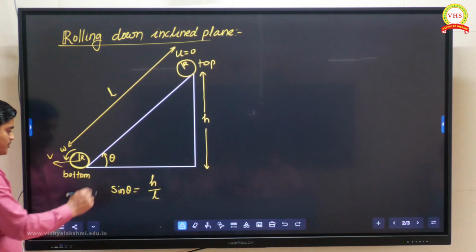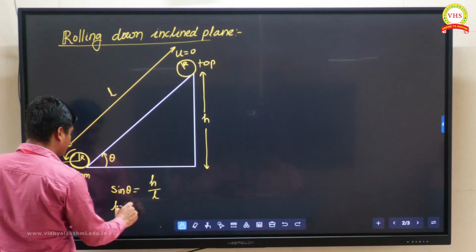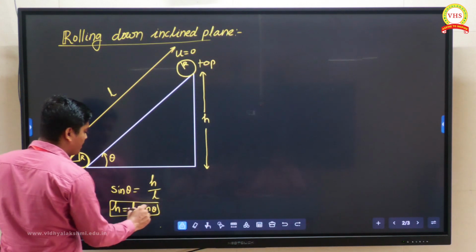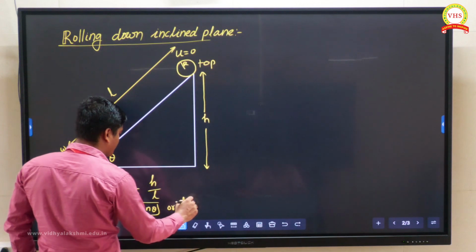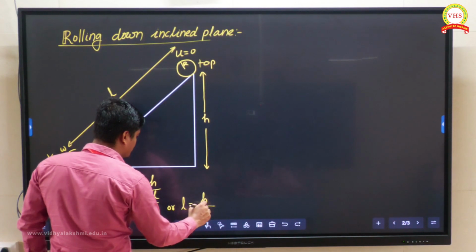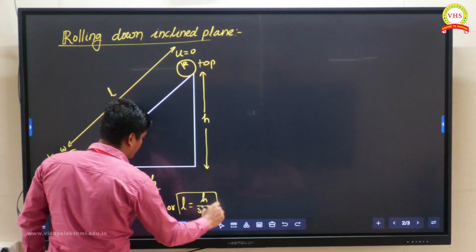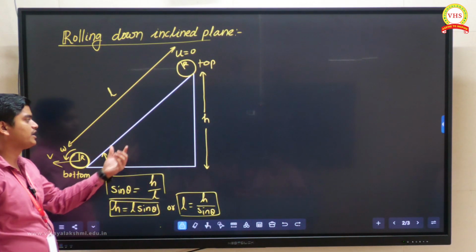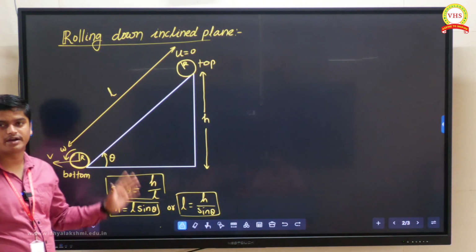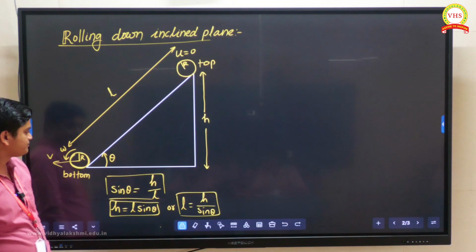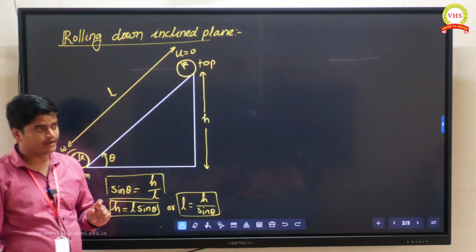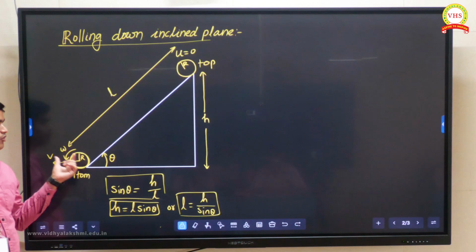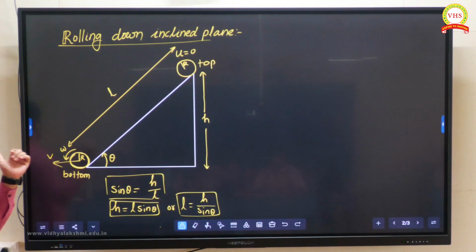Yes or no? Now suppose I want to find h. I'll write L sine theta. Or if you want to find L, I'll write h by sine theta. So sine theta is perpendicular by hypotenuse. So all the data I am keeping here. So this is rolling down on an inclined plane. Now we need to find, when this object is coming here, what is its velocity? How to find its velocity? That point we'll see now.